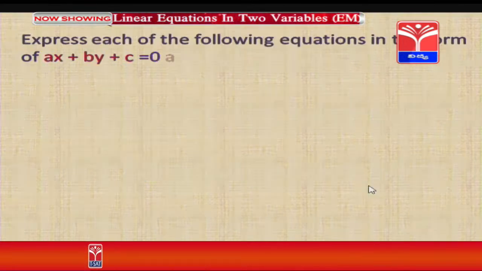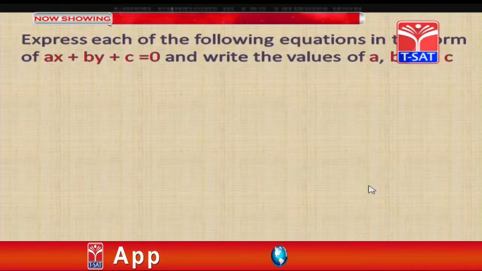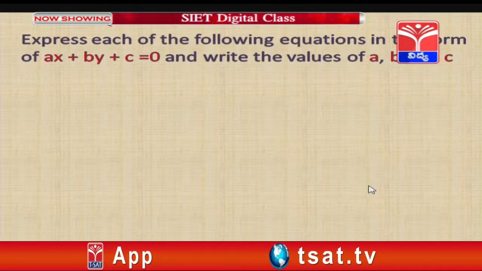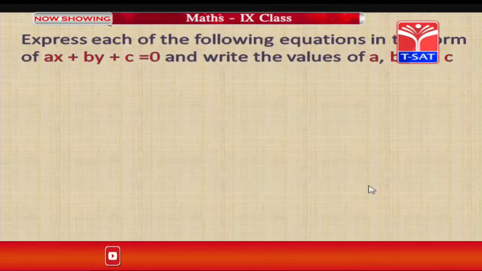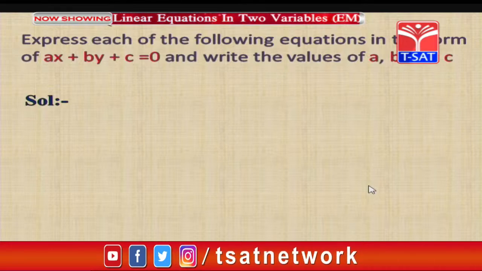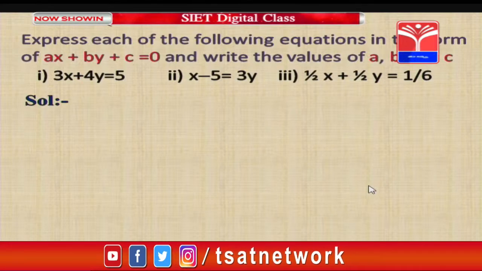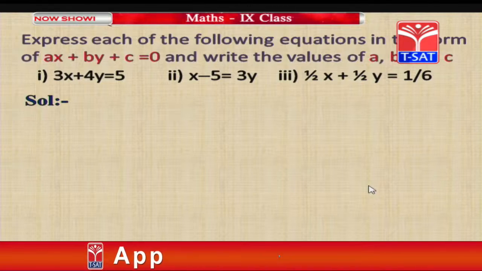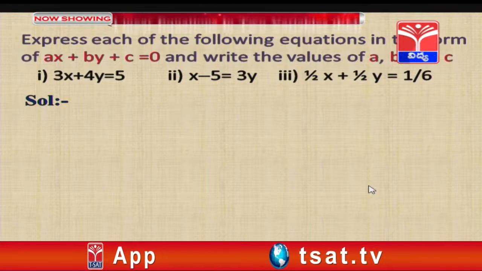Express each of the following equations in the form of ax plus by plus c is equal to 0, and write the values of a, b and c. Here are some questions for you: 3x plus 4y is equal to 5, x minus 5 is equal to 3y, half x plus half y is equal to 1 by 6.